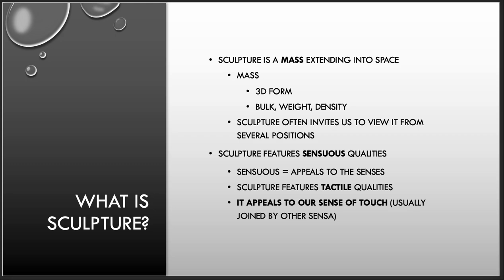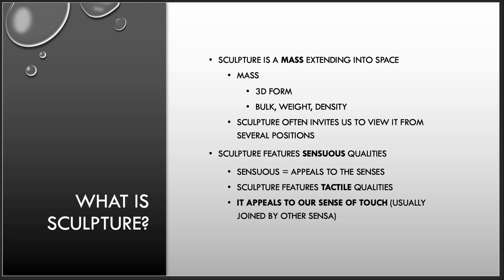The next important thing to know about sculpture is that it features sensuous qualities. That's not sensual, it's sensuous, meaning it appeals to the senses. Sensuous is senses. So sculpture should have some tactile qualities to it. It should invite us to reach out and touch it. If you see something metal, there might be an element of temperature to that. If the room is cold, then the sculpture might feel cold. If it's outside in the sun, it might be screaming hot. It might be bumpy. It could be smooth. And so it does appeal to our sense of touch.